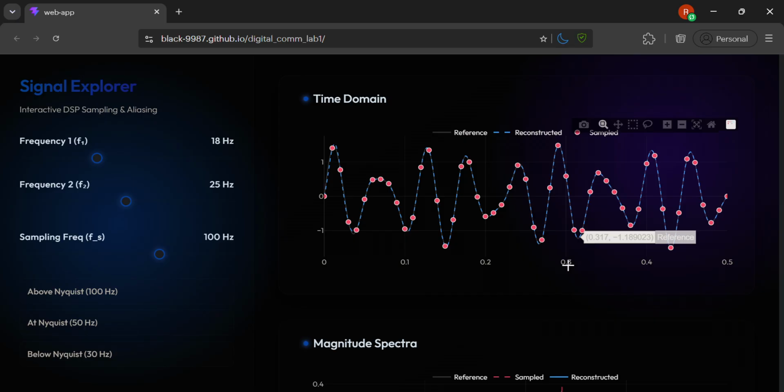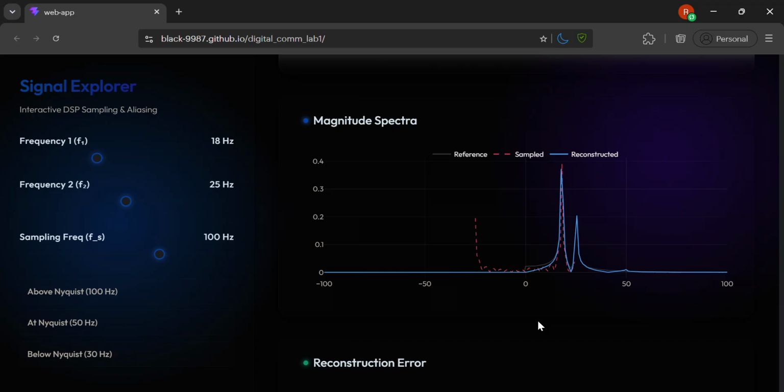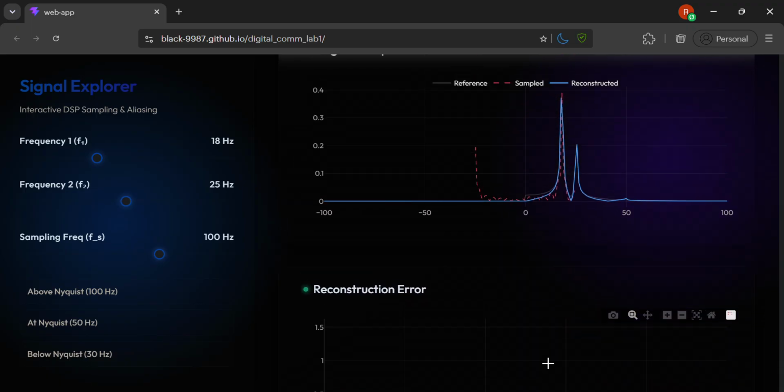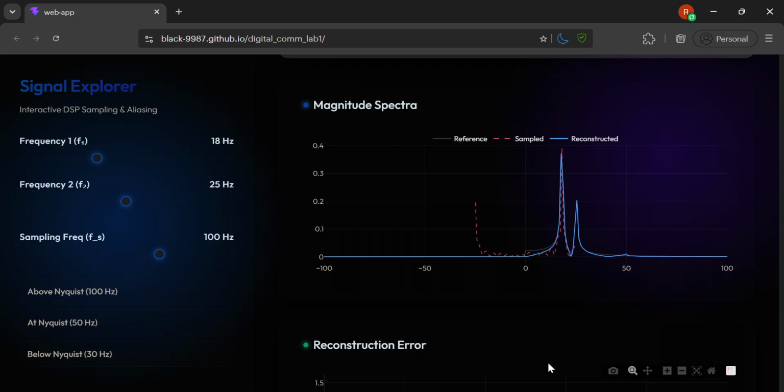Now if we look at the magnitude spectrum, we can see the frequency components of the signal. The spectrum tells us which frequencies are present and how strong these components are. For the signal, we expect the main frequency components around 18 Hz and 25 Hz. Since the signal is real valued, the spectrum also has corresponding negative frequency components. The important observation here is that the spectral copies created by the sampling remain separated. They do not overlap with the original signal spectrum. That is why there is no significant aliasing in this case.